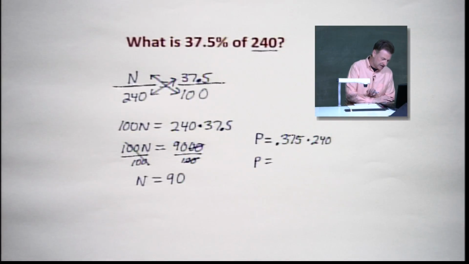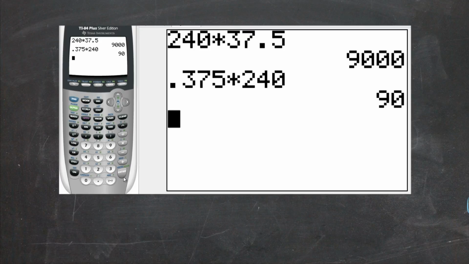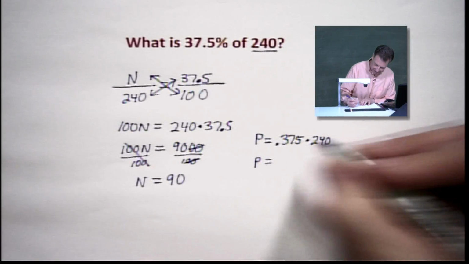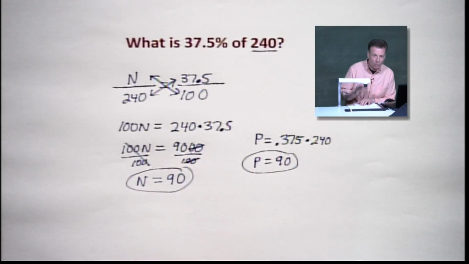Those of you who don't believe me, hey, here we go. Let's put it on the calculator. Let's see if you buy me now. Let's see. There it is, 0.375. Let's multiply that by 240. And you know what? We have 90, just as I promised you. So again, it's a multiplication, and we do end up with 90 both ways.